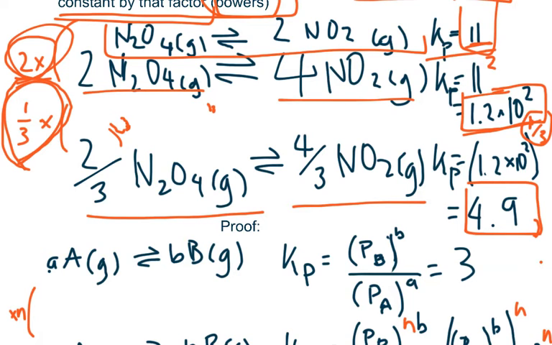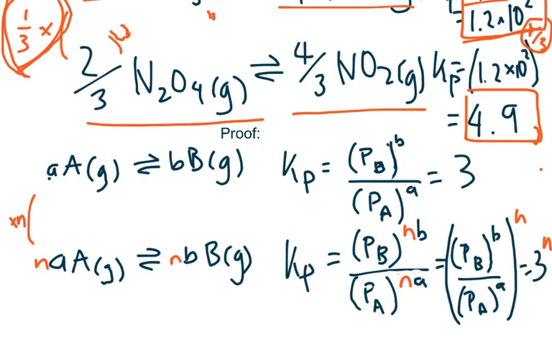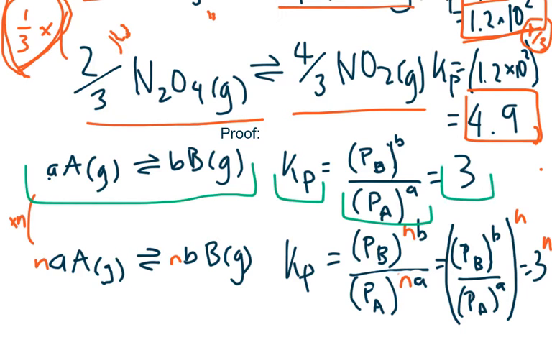So you might be wondering, why does this work? What wizardry is happening here? Well, here's a cute little proof that I provided. So let's just take a reaction going from A to B, and they're all gases, and the Kp is equal to this, and let's just say that the Kp is equal to 3.